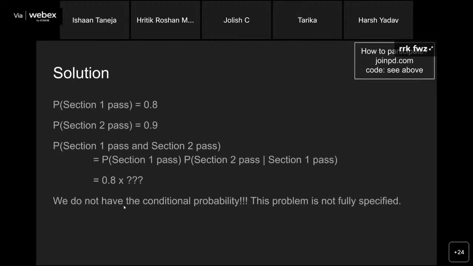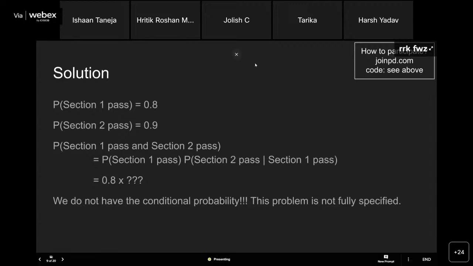I assume that if it is not mentioned, that means it is an independent event, because they have asked about section 1 and section 2, right? So they will be independent events. So we have to simply multiply, A intersection B. And if they are independent, then P of A multiplied by P of B.